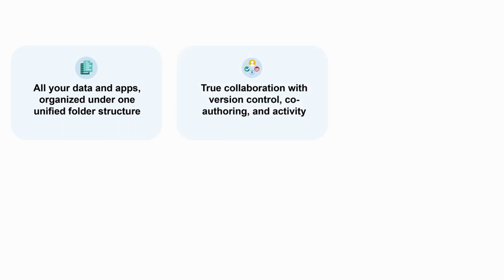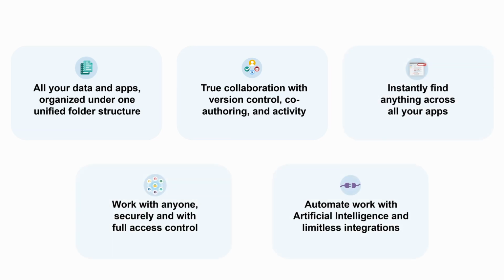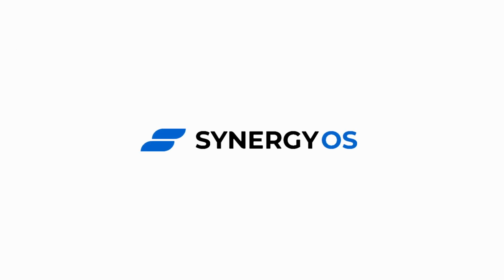All your data and apps under a unified folder structure. True collaboration with version control and co-authoring. Powerful search and metadata. A secure permission system. Artificial intelligence automations and app integrations. Now, your entire organization stays aligned, works more efficiently, and scales with a system that grows with you.